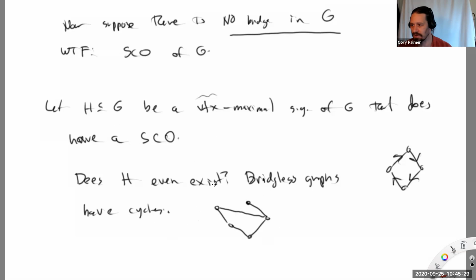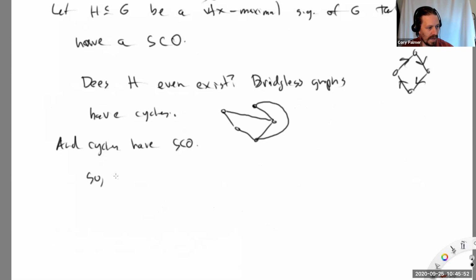It might not be a single cycle, it might be something bigger, but there definitely exists one. For instance, I think this one here actually has a strongly connected orientation, even though it itself is not a cycle, like there's extra edges. We're just going to have cycles, and cycles have strongly connected orientations. So yes, H exists. There is definitely some H.